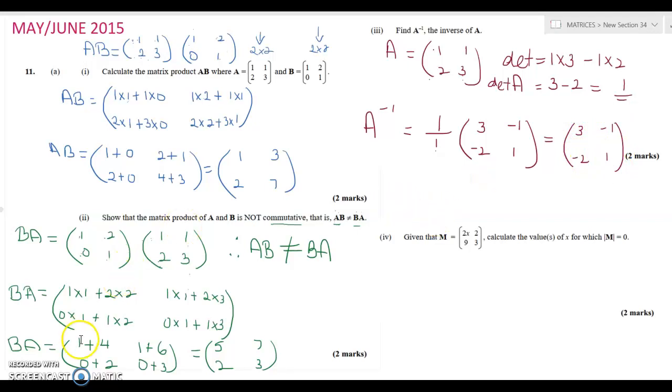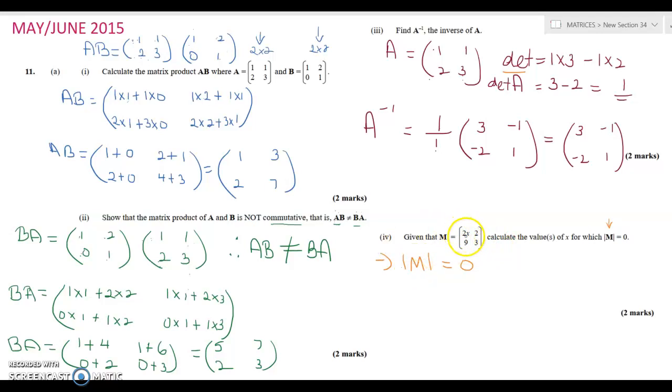So that's part 3. And then part 4: given that matrix M is 2x, 2, 9, 3, calculate the values of x for which the determinant, remember there's another way to write determinant, right? They told us the determinant of M is equal to 0. So again, they write the determinant like that, or we could write DET anyway, but you must know that this means determinant as well, right?